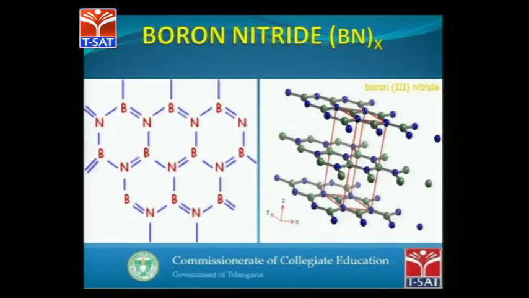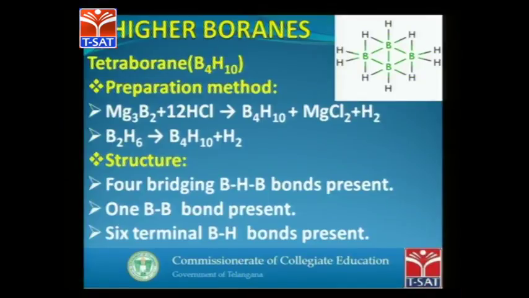This point we have to remember, because normal properties and normal preparations we can read, but what are the specialities? When we are comparing it with graphite, we have to discuss what are the differences. When its structure is similar to graphite, whether the properties are also similar to graphite or not. And this is an insulator, not like graphite. So next, coming to higher boranes, which are also important.